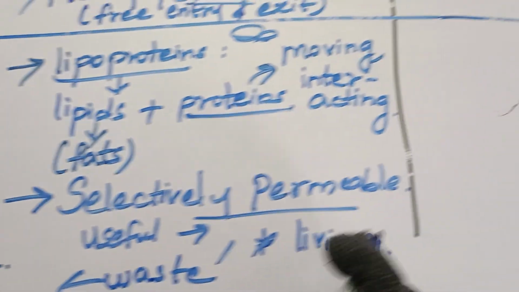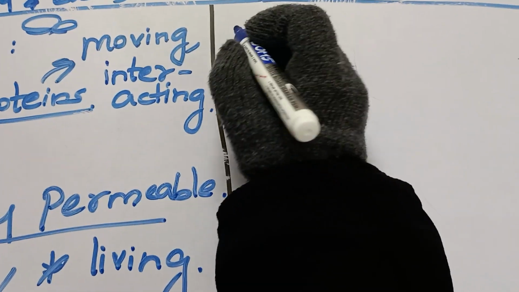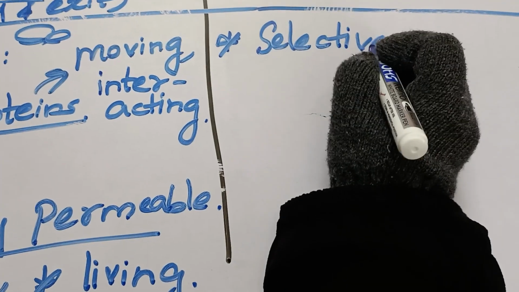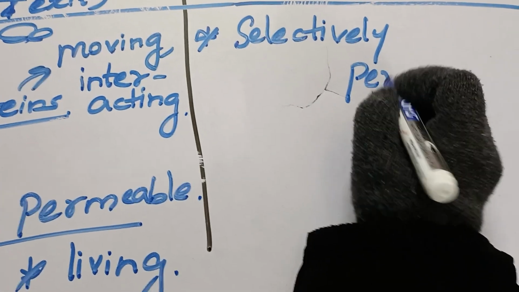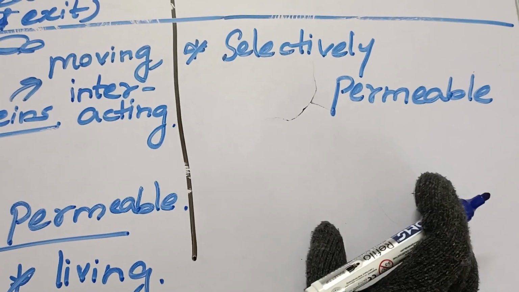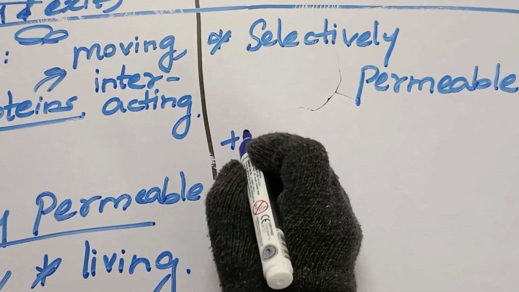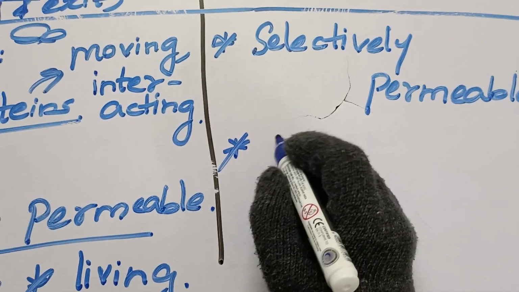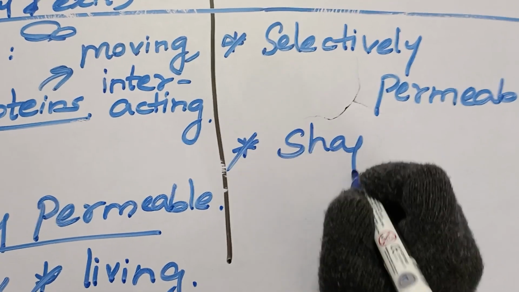Okay, so talking about the chief function, what is the chief function? The number one is selectively permeable. That means it is going to smartly allow which one has to enter and which one has to exit, just like the security guard. Okay, and along with that, it is going to give a shape to the cell.